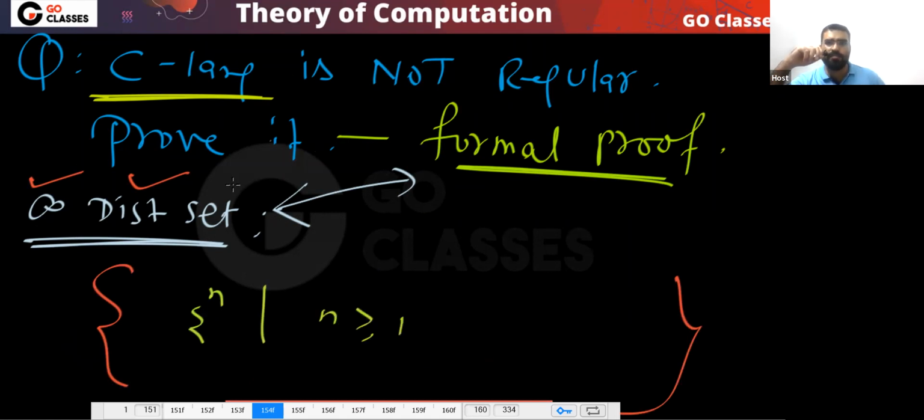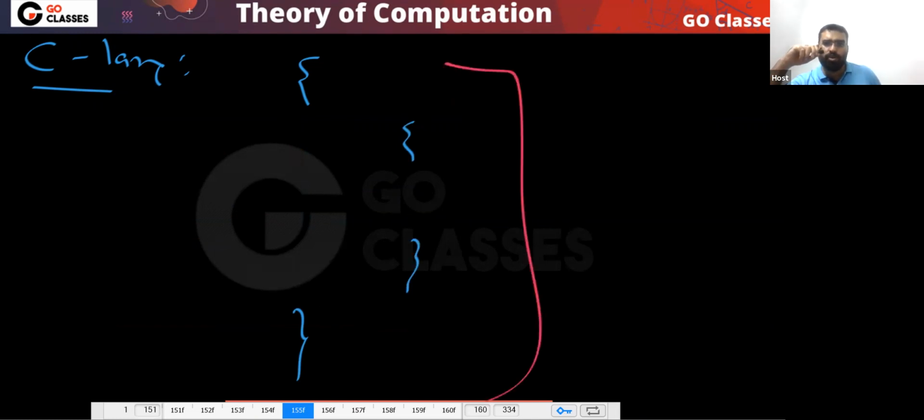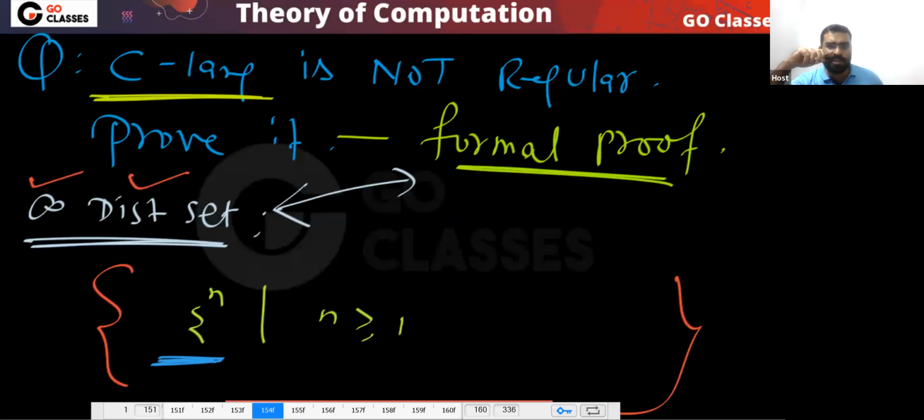N is greater than or equal to 1. Will this set work or not? In C language, this should happen. In C language, what should happen? In C language, this should always be balanced. Yes or no? It must be balanced. So, what can I do? Can I prove that this is an infinite distinguishable set?